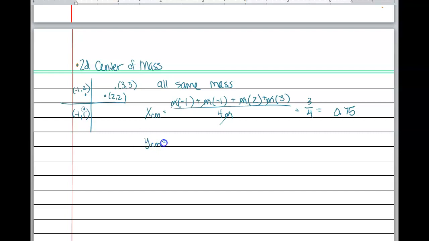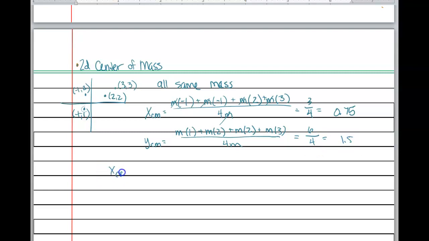Now I can do the same thing in the y direction. So m times 1 plus m times 2 plus m times 2 plus m times 3, also divided by 4m. Oh, that's negative. That's why. Okay. All right, so we have 1, 2, 3, 4, 5, 6, 7, 6 over 4, 1.5.